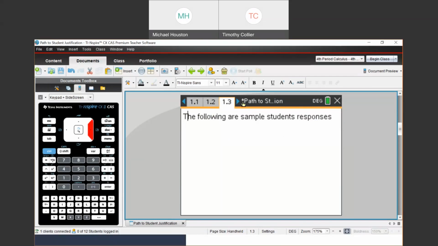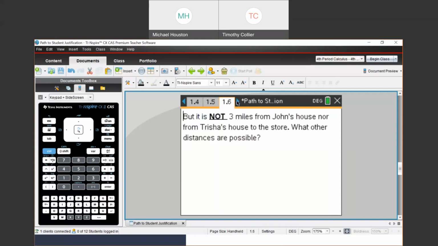So certainly we end up with the kids who said, oh, that's a 3, 4, 5 right triangle. Right. But remember, the question wasn't what is the distance from John's or Trisha's house? What could it be? Of course, somebody else did a notes page instead. But again, it's the same kind of thing. Some groups in a class are going to read the question carefully and go past that. If not, you may have to prime them and just let them know that it's not 3 miles from John's house nor from Trisha's house to the store. What other distances could be possible? So not 3, not 4, not a 3, 4, 5 right triangle.